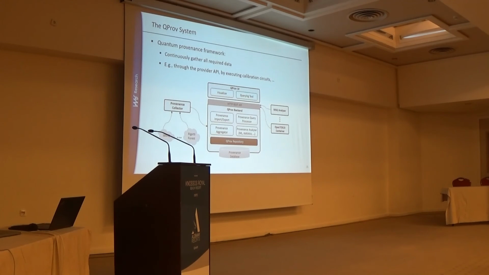All these data must be collected systematically, and for this we introduced a quantum provenance system called QProv, which periodically accesses the APIs from the providers to retrieve the data that's available there. And furthermore, it also executes calibration circuits to get data that's not available via the APIs, which is, for example, the case for this calibration matrix.